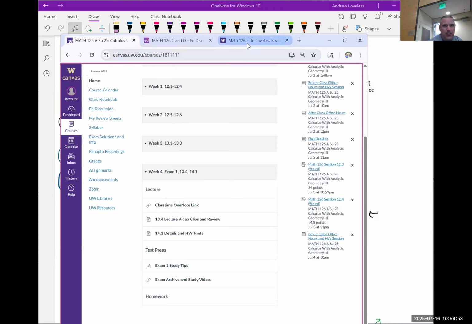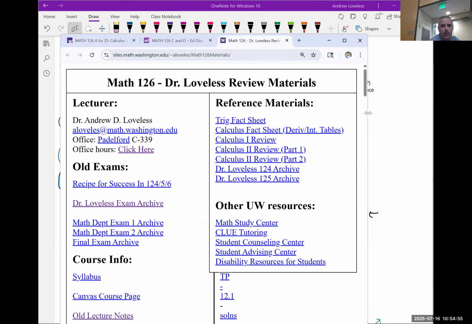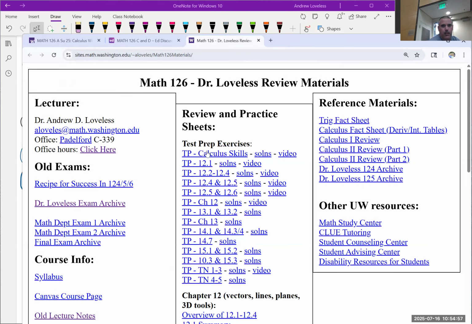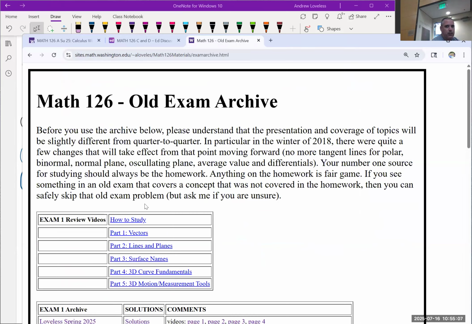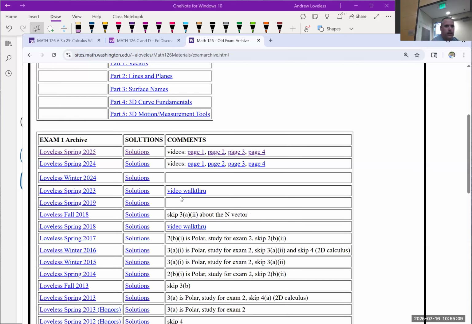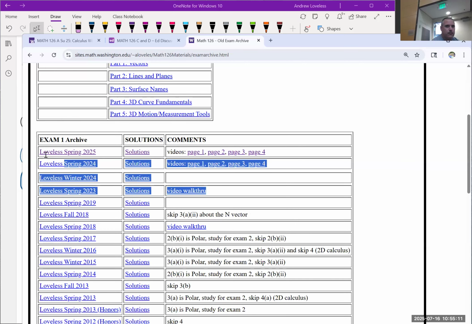But hopefully you've been spending a little bit of time on my review page, because these are individual practices on certain topics. So if you're struggling with 13.1, 13.2, you can try that. So there's more practice there, but the exam archive is probably your best place to go. And I would focus on recent exams.